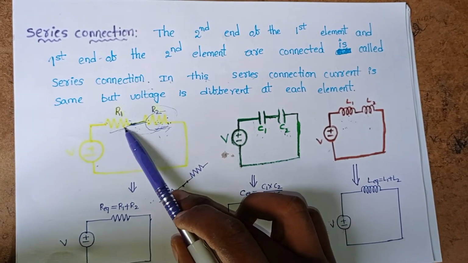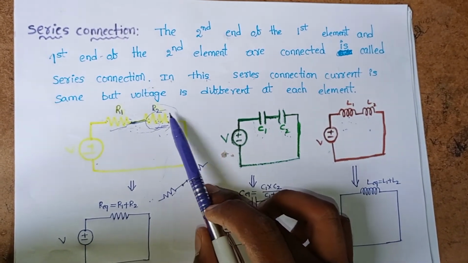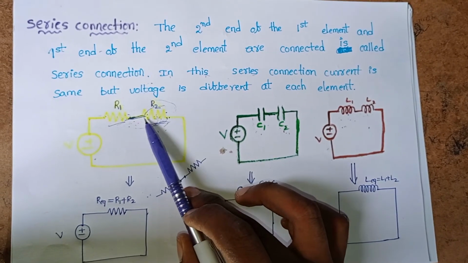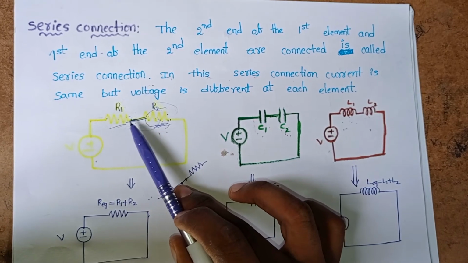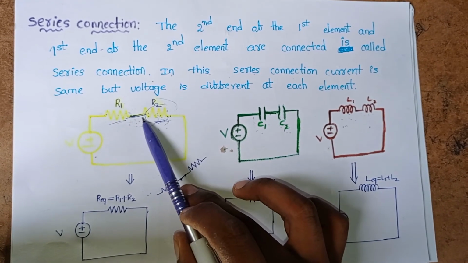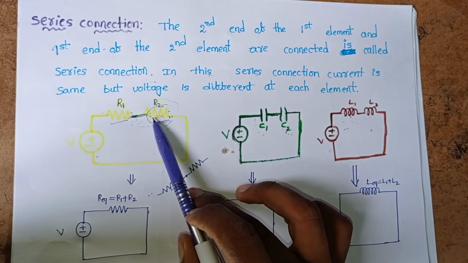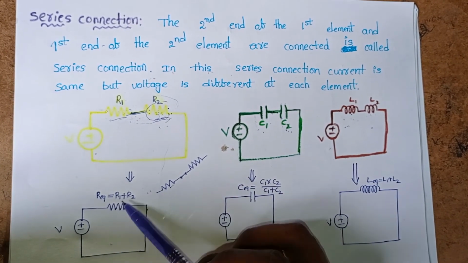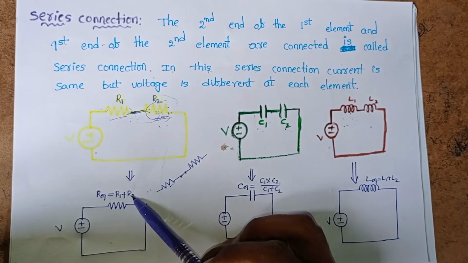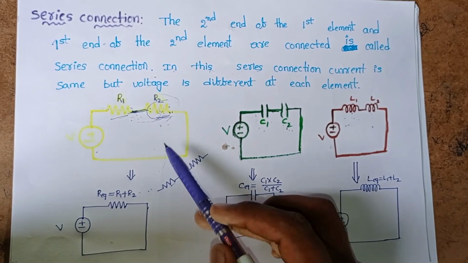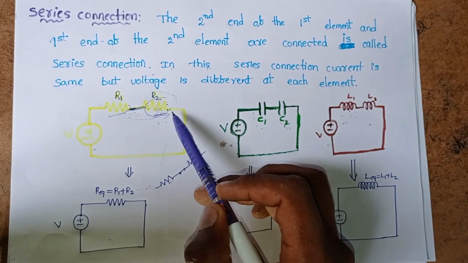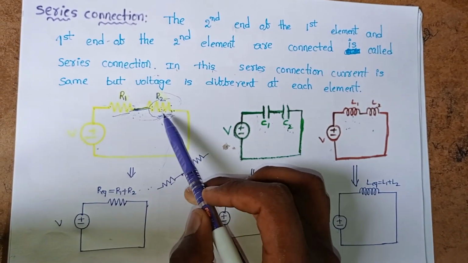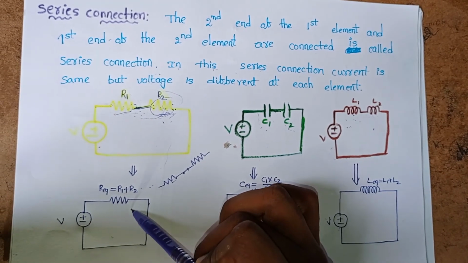We can represent these two resistors as a single resistor by adding the two resistance values, because if the two resistors are connected in series, then we can add them and represent them as a single resistor like this. Req is equal to R1 plus R2. Here R1 and R2 are the resistance of the first resistor and the resistance of the second resistor. We can add these two resistances and represent them as a single resistor.